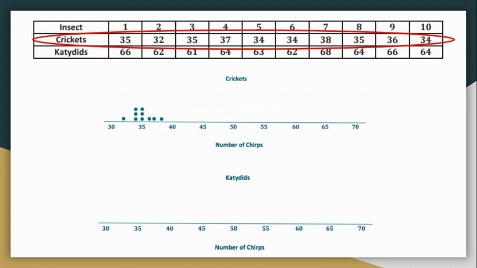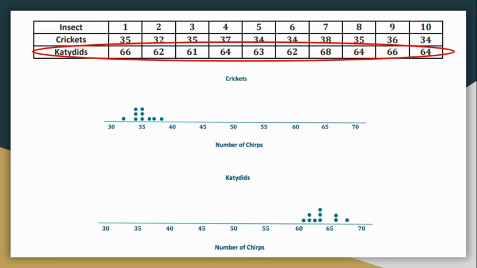We can see that the data we plot for crickets is all clustered on the lower end of our dot plot. When we plot the katydid data, we find that it all clusters around the higher end of our dot plot. We can conclude that the mean chirps per minute is higher for katydids than crickets, but the variability within each dataset looks similar, so we expect the mean absolute deviation to be about the same between the two.